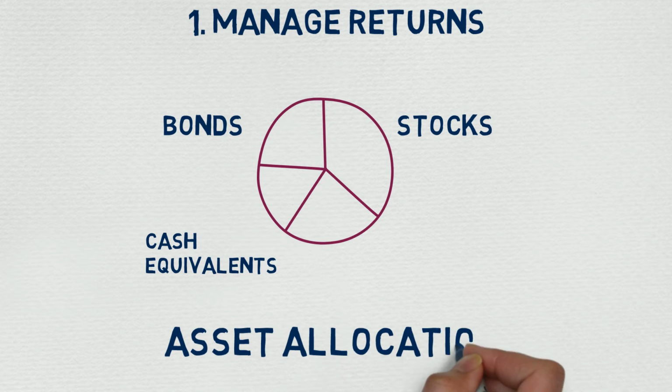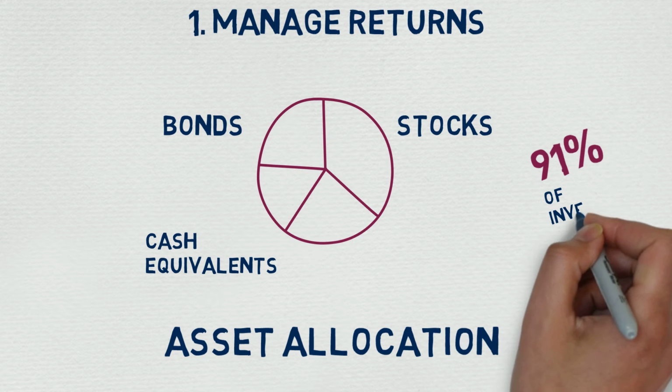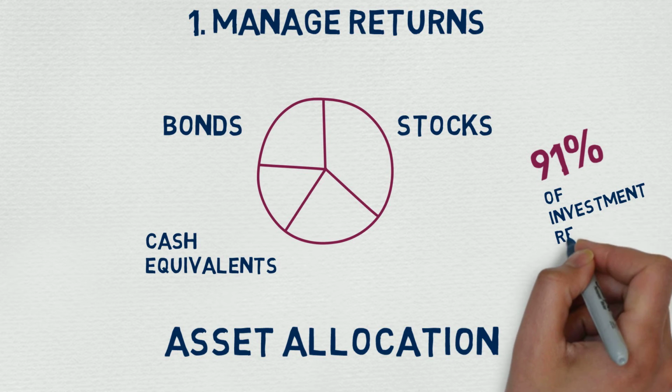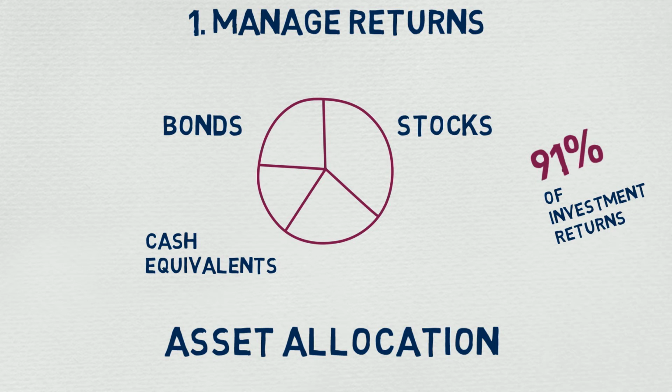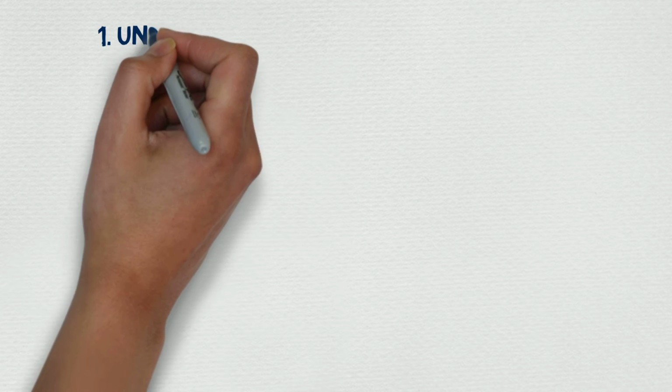Why is it important? Studies have shown that up to 91% of your investment return is a result of your asset allocation, rather than the specific investment options you choose. Determining your asset allocation strategy is the first step to improving your retirement outcomes. Your individual asset allocation will depend on the investments available to you, your risk tolerance, and how much time you have to invest. Now let's look at the 3 basic steps to develop your asset allocation.